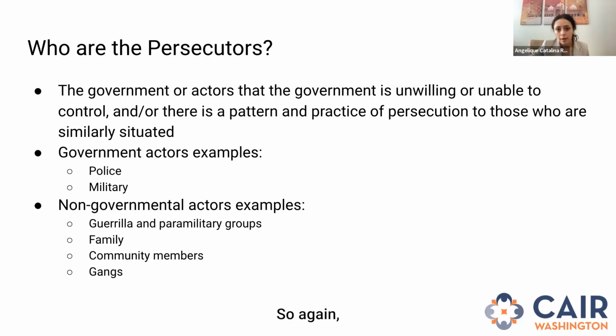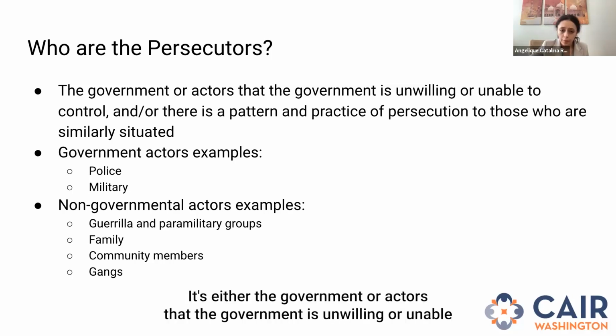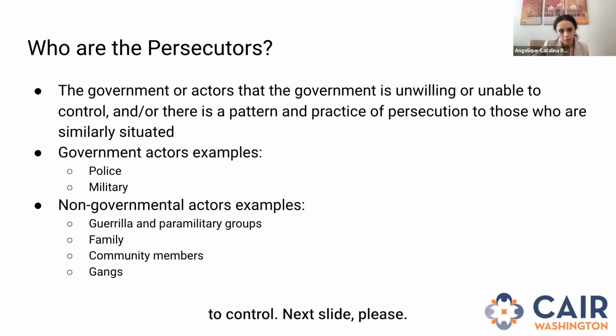So again, who counts as a persecutor? It's either the government or actors that the government is unwilling or unable to control. Next slide, please.